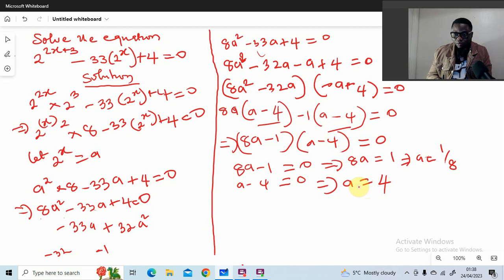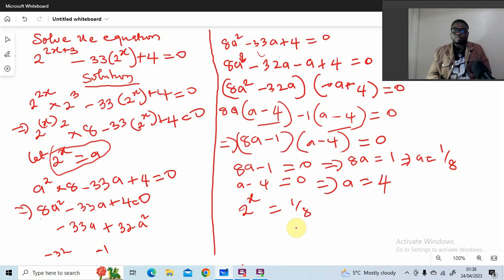But that is not what we're looking for. We're looking for the value of x. Remember the original equation. It's very important, where you say let 2 exponent x be equal to a. So I'm going to replace the value of a with 1 over 8 and also with 4. Bringing out this original equation, I'll have 2 exponent x is equal to 1 over 8. Remember, 1 over 8 is the same thing as 8 raised to the power of minus 1 in indices. So that is 2 exponent x is equal to 8 raised to the power of minus 1.